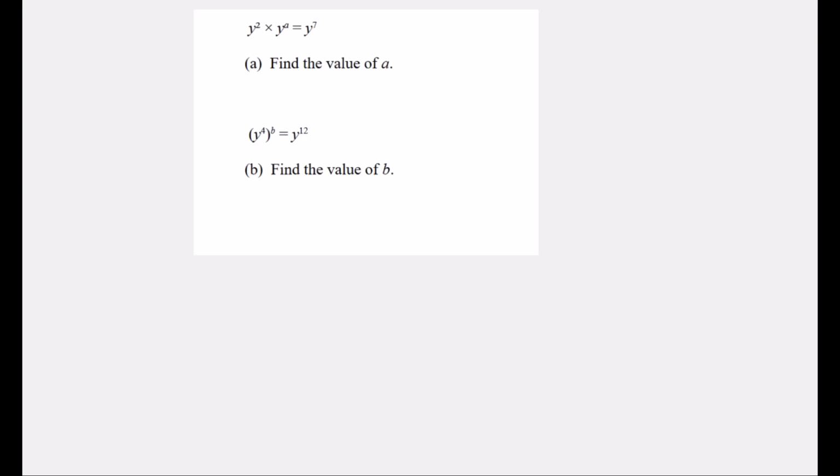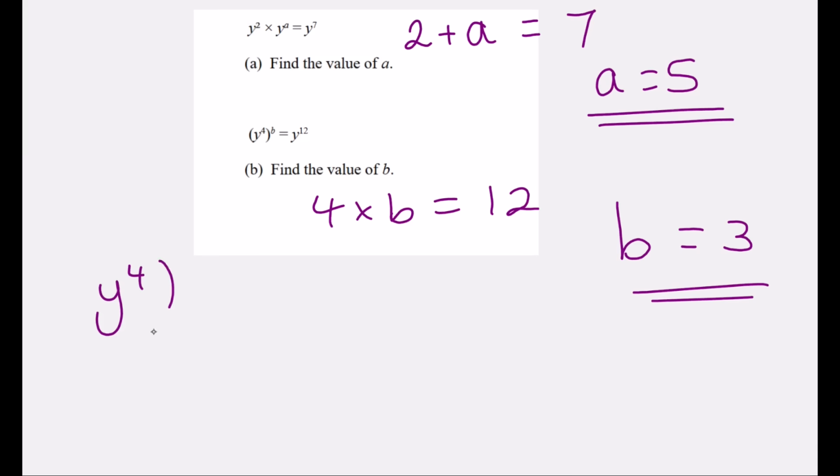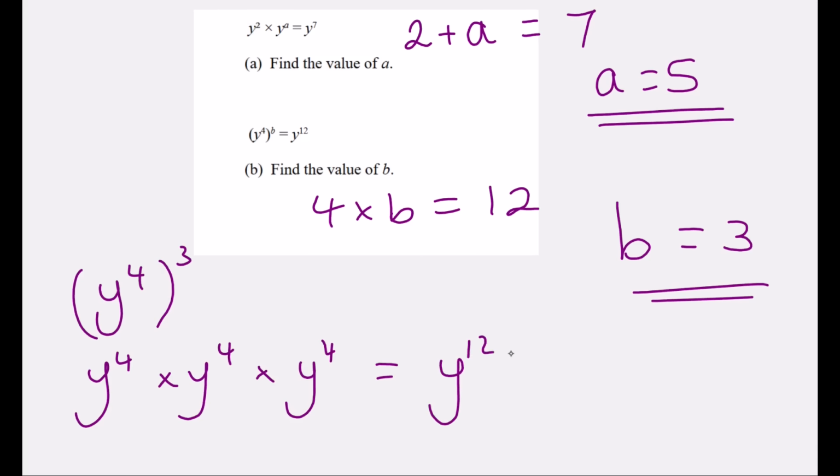Question 26. y squared times y to the power of a equals y to the power of 7. Find the value of a. When we multiply indices, we add the powers. So in this case, 2 plus a must equal 7. 2 plus what is 7? a must be 5. And part b, when we have a bracket, we times the powers. So 4 times b must be equal to 12, and b, therefore, must be 3. y to the power of 4 cubed is y to the power of 4 times y to the power of 4 times y to the power of 4, which is y to the power of 12.